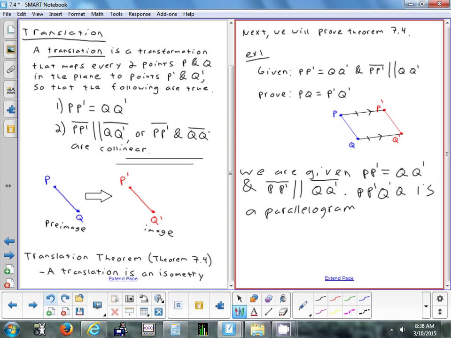Anybody remember what theorem that was? In chapter 6? Let's see. That was proving shapes are parallelograms. I think that was in section 6.3. It's theorem 6.10. So if you want to look up why it's a parallelogram, that's the theorem. Theorem 6.10.